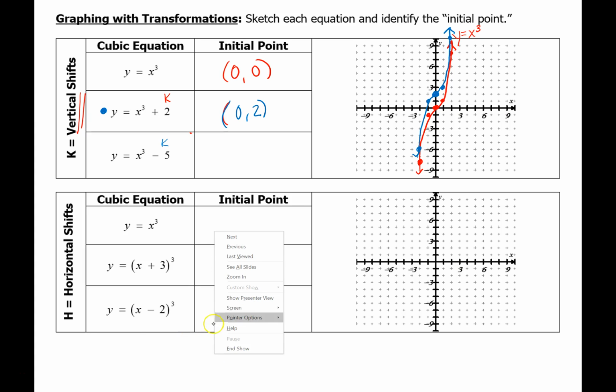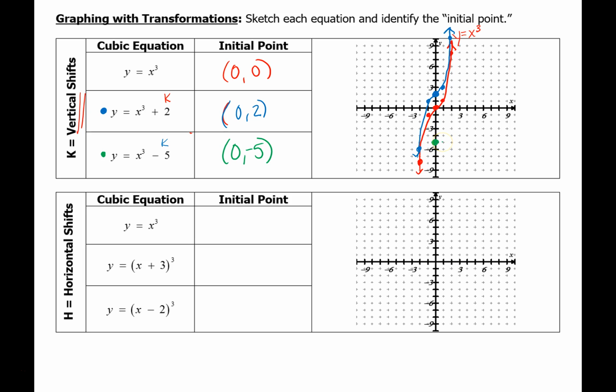What do you suppose this k value of -5 is going to do? Are you thinking that it's going to shift it down because it's a vertical shift? If you are, that's right. We're going to take our initial point and go from 0, 0 and move it down 5. So that puts our initial point here at 0, -5, and then let's follow that pattern.